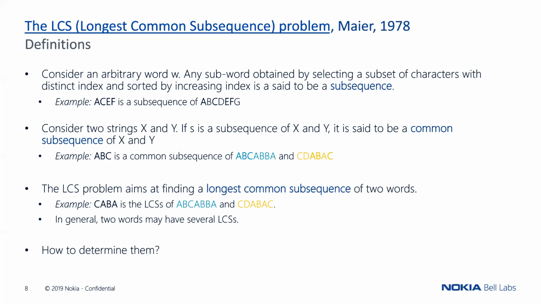Now the LCS problem aims at finding the longest common subsequence of two words. And in this example, the longest one is CABA. And in general, you might have several longest common subsequences. It's not the case in this example, but in general, it can be the case.